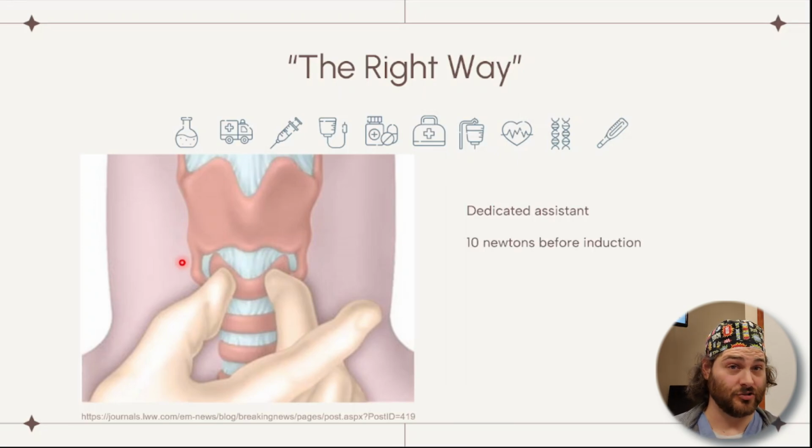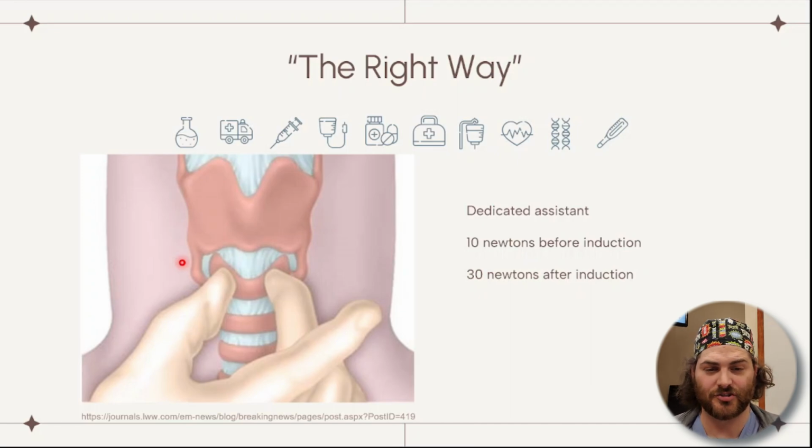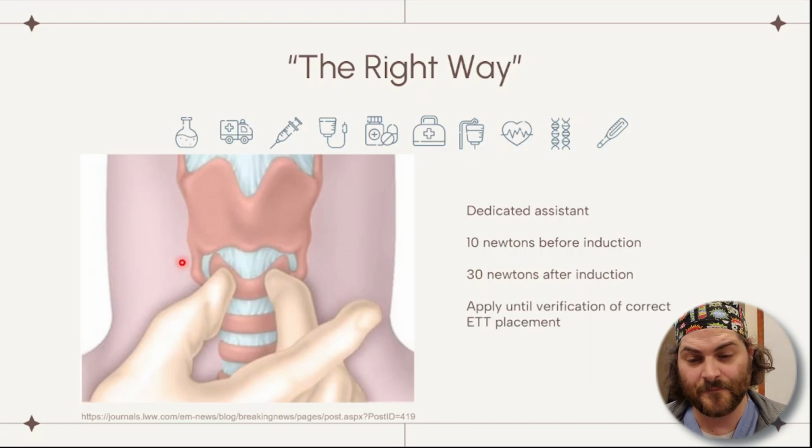The correct verbiage is 10 newtons of pressure before induction. What 10 newtons of pressure is, we'll get to in a minute, but it's, I don't know, 30 newtons after induction. So before induction, you press a little, and then after the induction, you press harder, okay? That's kind of the rule. And I'll get to what that amount of pressure is here in a second. And then you're gonna hold that until someone forcibly takes you away.